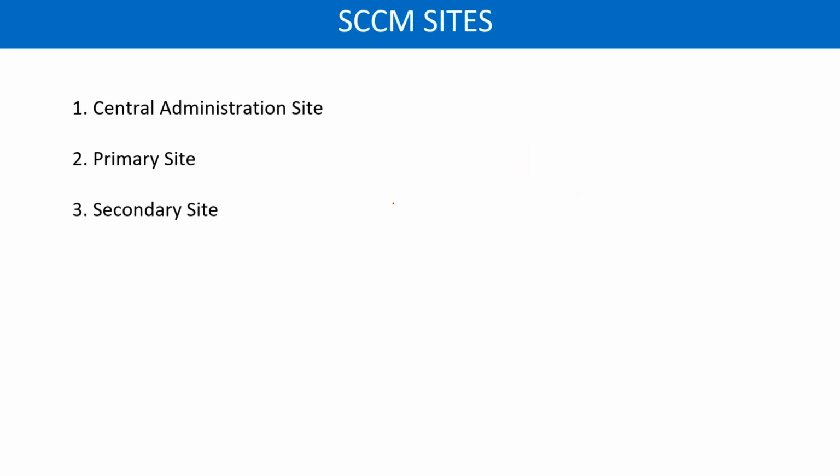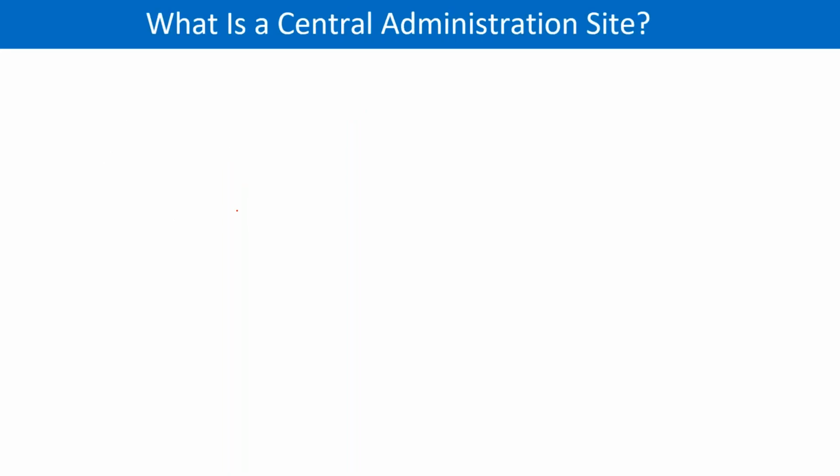Now let's talk about SCCM sites. There are 3 sites in SCCM. So central is optional site, primary is mandatory, and secondary is optional. Okay, why it is optional I'll tell you. I hope you have a pen and paper. You can start writing it down.